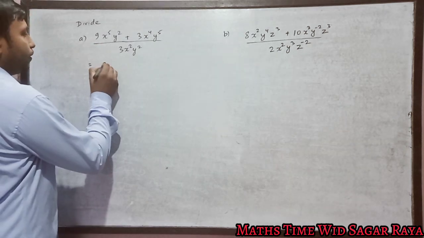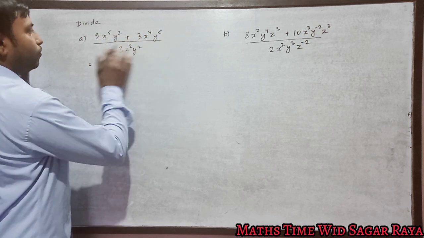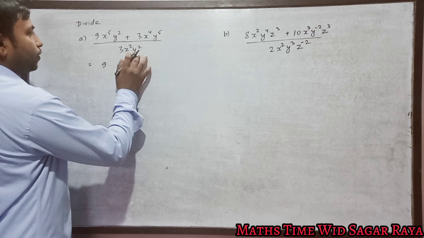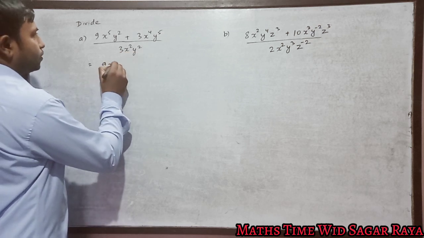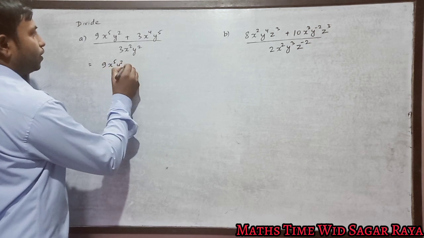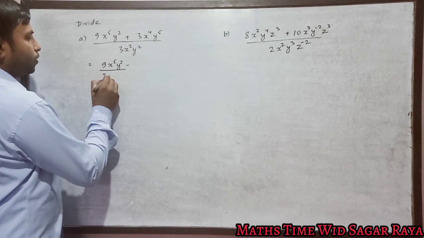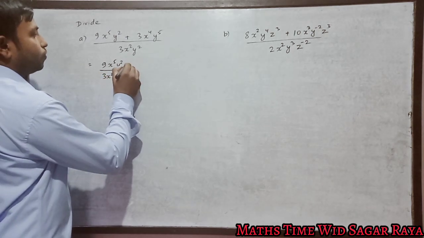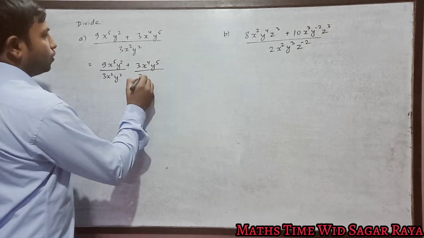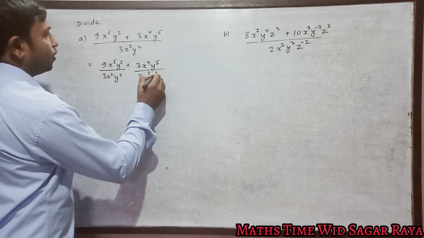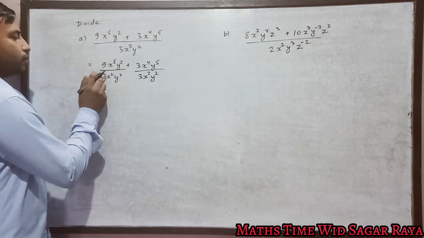So here we have (9x^5 y^2 + 3x^4 y^5) all divided by 3x^2 y^2. So we split it: 9x^5 y^2 divided by 3x^2 y^2, plus 3x^4 y^5 divided by 3x^2 y^2. Now what we have to do is cancel this 9 and 3.